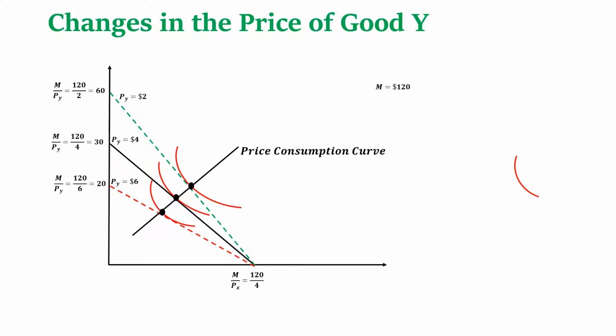Now let's look at the case of Y. Now, when the price of Y changes, the budget line is going to rotate, but this time the rotation is going to occur around the x-axis, not the y-axis, right? So you see the budget line rotates outwards because of a fall in price, and for an increase in price from $4 to $6, the budget line rotates inwards. Okay. Now we have this price consumption curve.